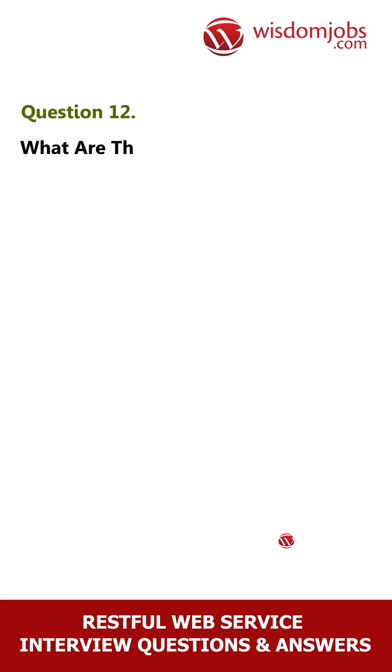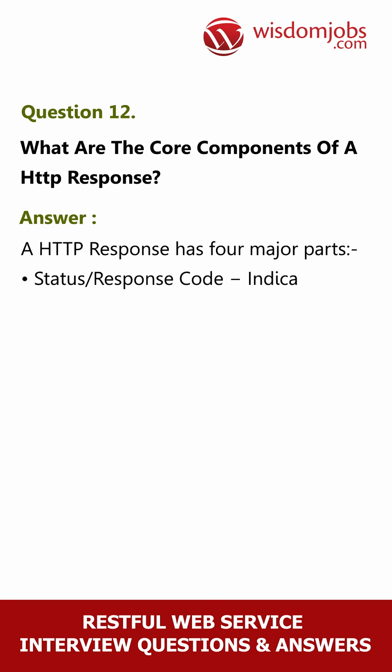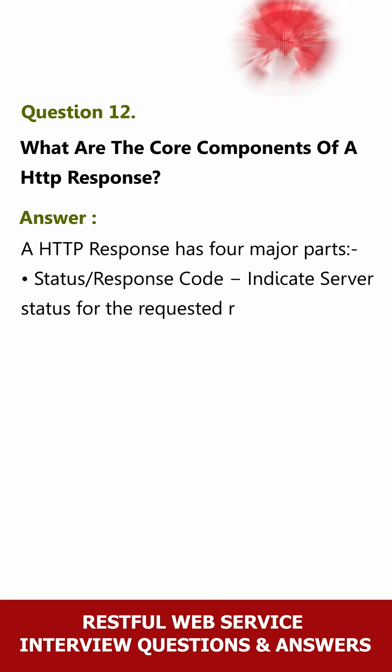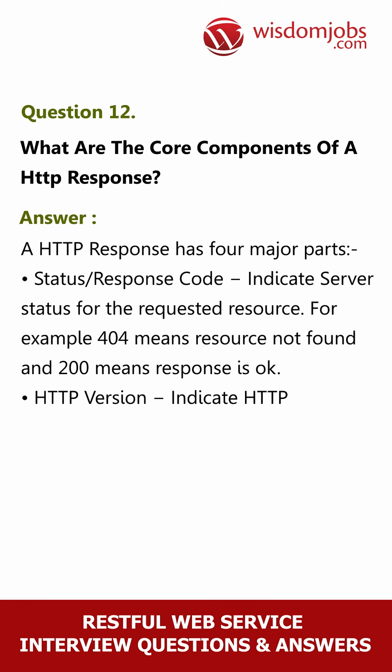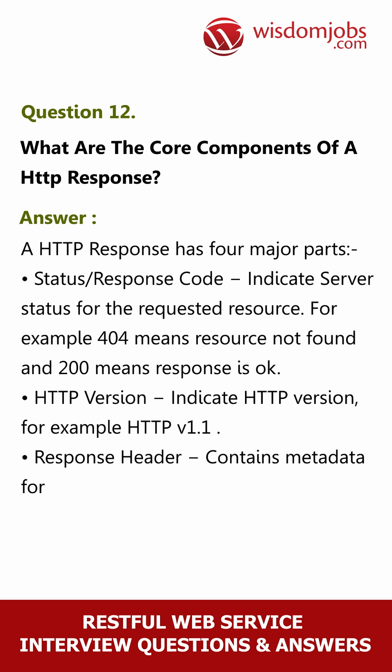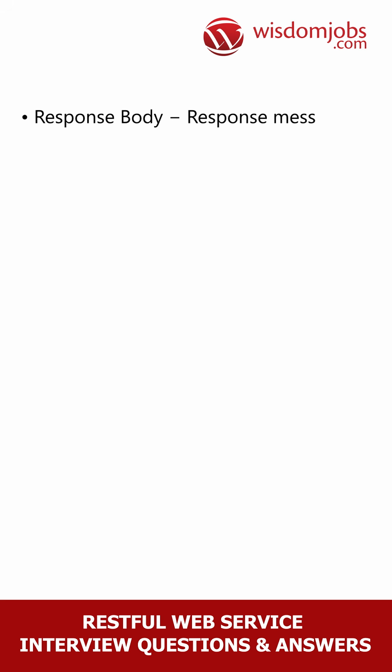Question 12. What are the core components of an HTTP response? Answer. An HTTP response has four major parts. Status or response code - indicates server status for the requested resource. For example, 404 means resource not found and 200 means response is okay. HTTP version - indicates the HTTP version, for example HTTP v1.1. Response header - contains metadata for the HTTP response message as key-value pairs. For example, content length, content type, response date, server type etc. Response body - response message content or resource representation.